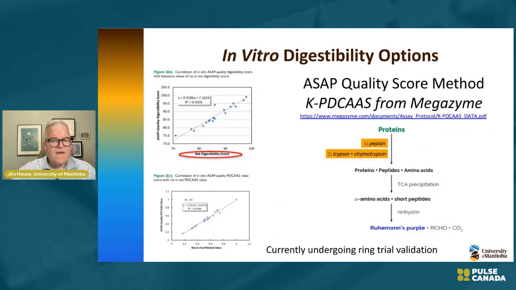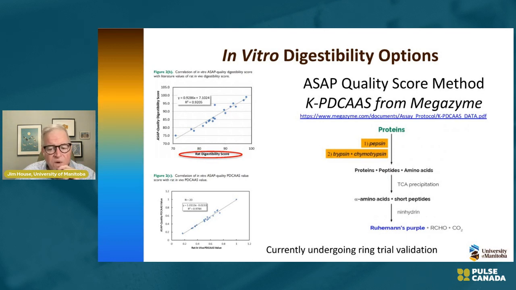So let's look at the ASAP method. This is a method that was developed first at the Medallion Labs. It's now being sold as a kit from Megazyme. And essentially, it's a static-based method where the proteins are digested through the use of pepsin and then trypsin and chymotrypsin. So you have both the gastric and an intestinal phase. And then you measure the amino acids that are being produced.